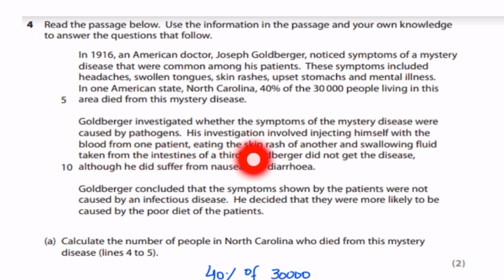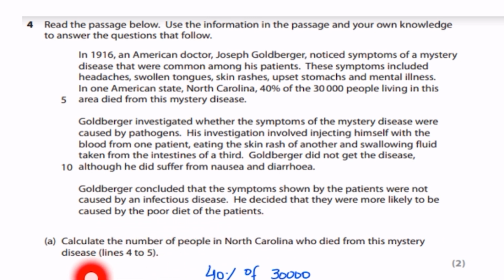His investigation involved injecting himself with the blood from one patient, eating the skin rash of another, and swallowing the fluid taken from the intestines of a third one. Goldberger did not get the disease, although he did suffer from nausea and diarrhea. Goldberger concluded that the symptoms shown by the patients were not caused by an infectious disease. He decided that they were more likely to be caused by the poor diet of the patients.